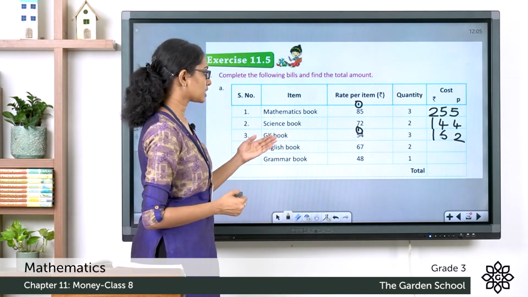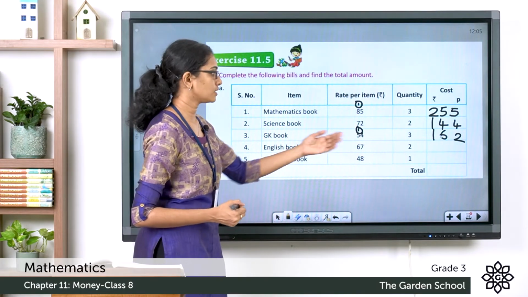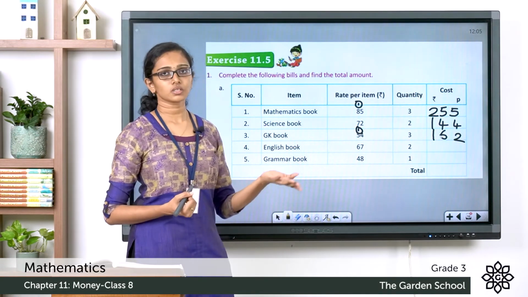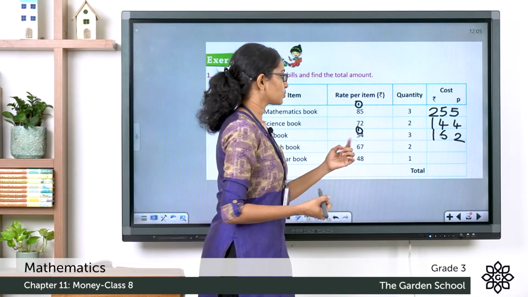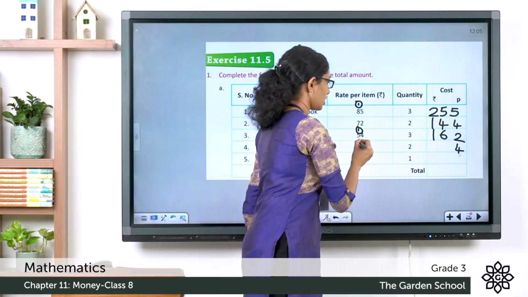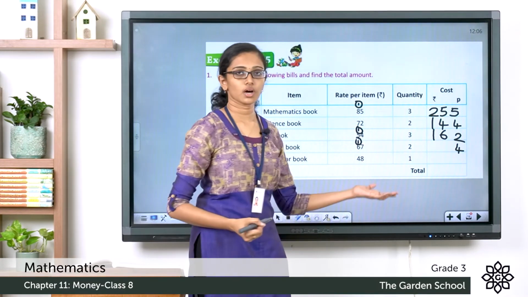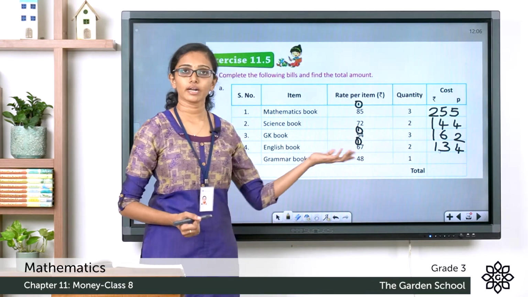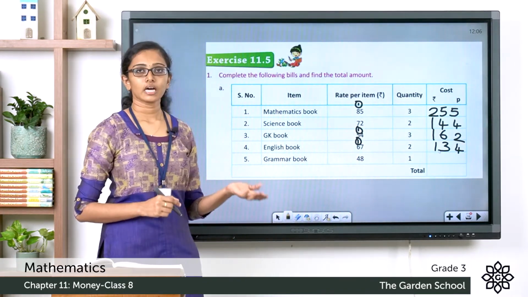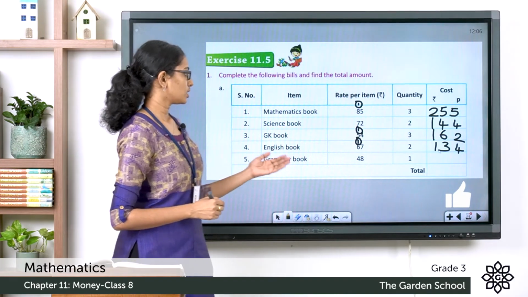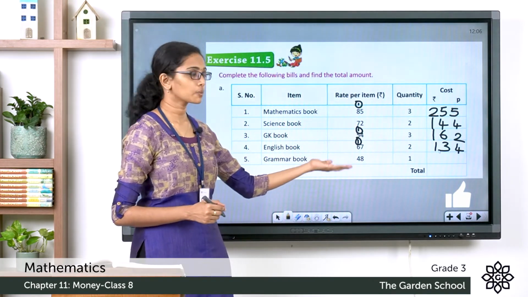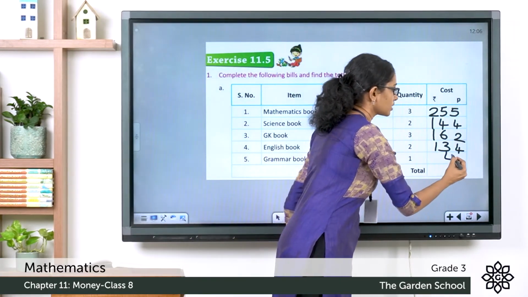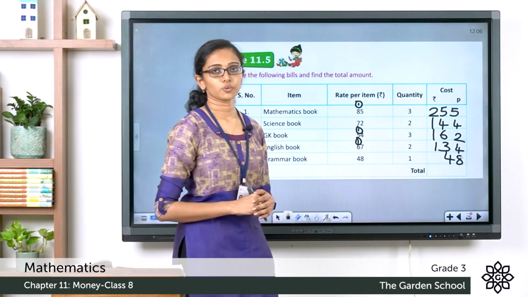Now the fourth one, English book. The rate per item is equal to 67 rupee and you are buying 2 English books. So the total cost will be 7 2s are 14, a carryover 1 here, 6 2s are 12 plus 1, 13. So here the total amount is 134 rupee. Now the last one, grammar book. It costs 48 rupee per book and the quantity is only 1. So the total cost will be 48 rupee here.